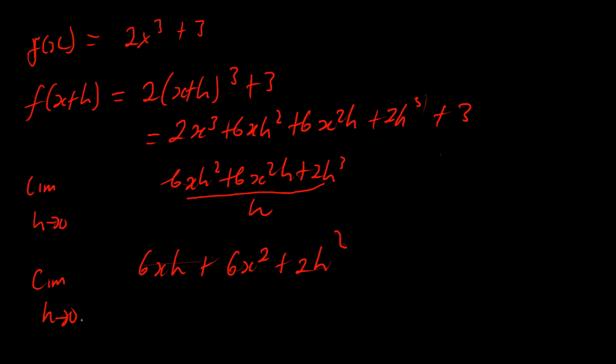Now when we put 0 into this term, we are going to have 0. 0 times 6x is going to be 0. Now we have 6x squared. Then when we put 0 here, it's going to be 0 times 2. And so that one also eliminates. So we have 6x squared as the derivative of the function f of x equals 2x cubed plus 3.